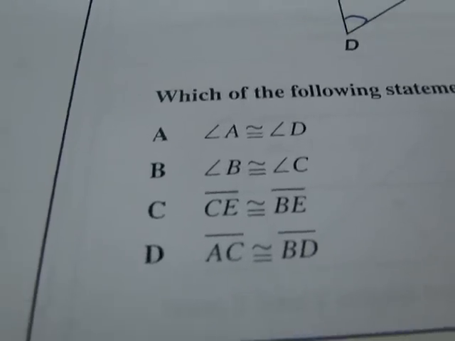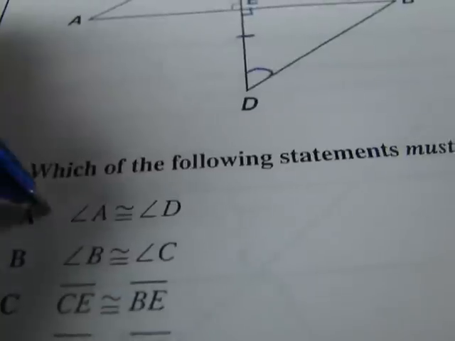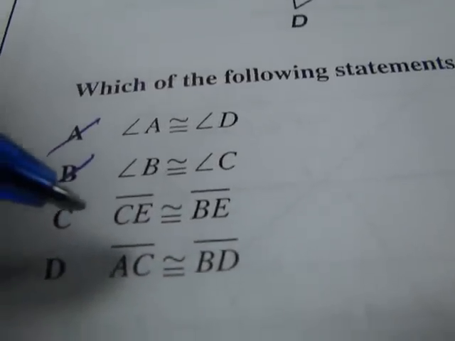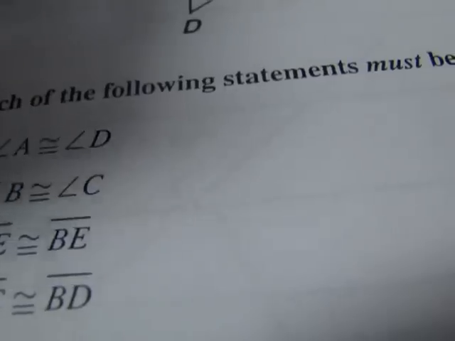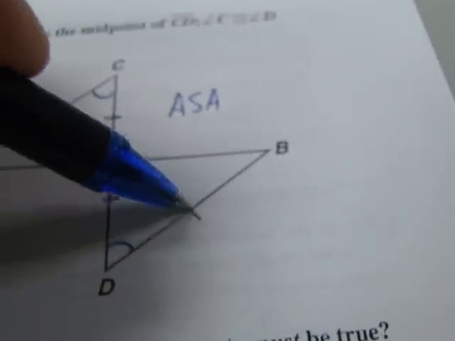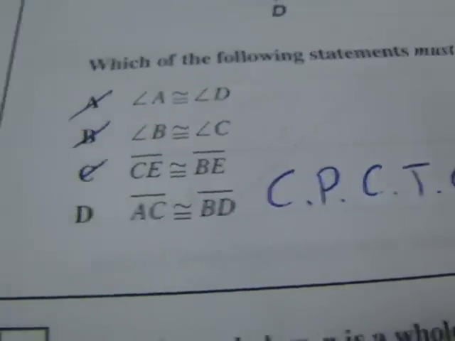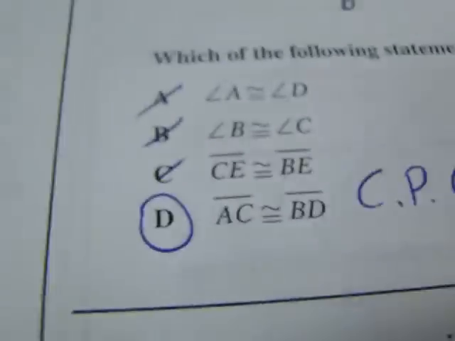So what must be true? Well, angle A is congruent to angle D. Let's see. Angle A is congruent to angle D. They are not corresponding, so that's not true. Angle B is congruent to angle C. Again, not corresponding, so not true. So those are not true answers. CE is congruent to BE. Again, not corresponding, so not true. Last, AC is congruent to BD. That seems to be true. What we've got there is corresponding parts. And remember, corresponding parts of congruent triangles are congruent. CPCTC. Corresponding parts of congruent triangles are congruent. Therefore, D is our answer.